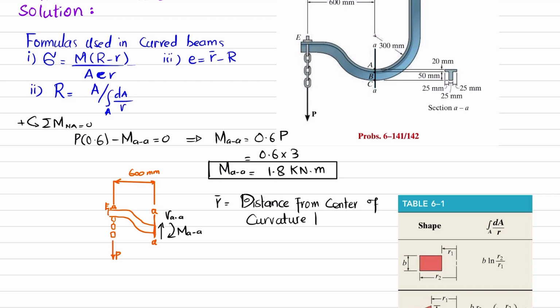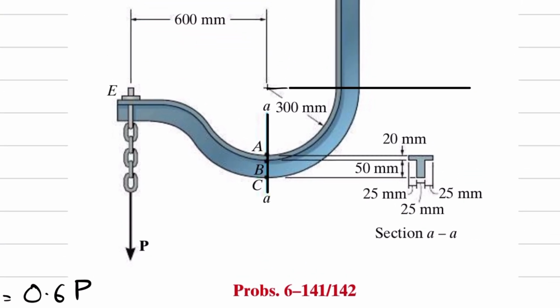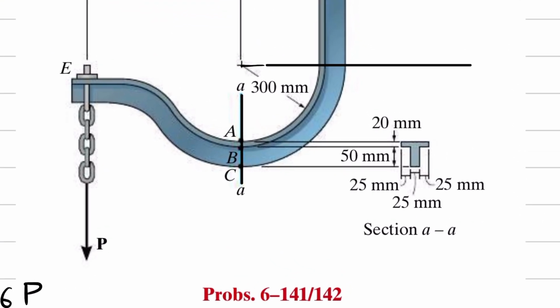to the centroid of section. Okay, as we know that we have this section, so you can see this is T shape. So if I draw a horizontal line from this center of curvature, and you can see this is T section, so let us divide it into two portions. The first one is this one and the second one is this one.